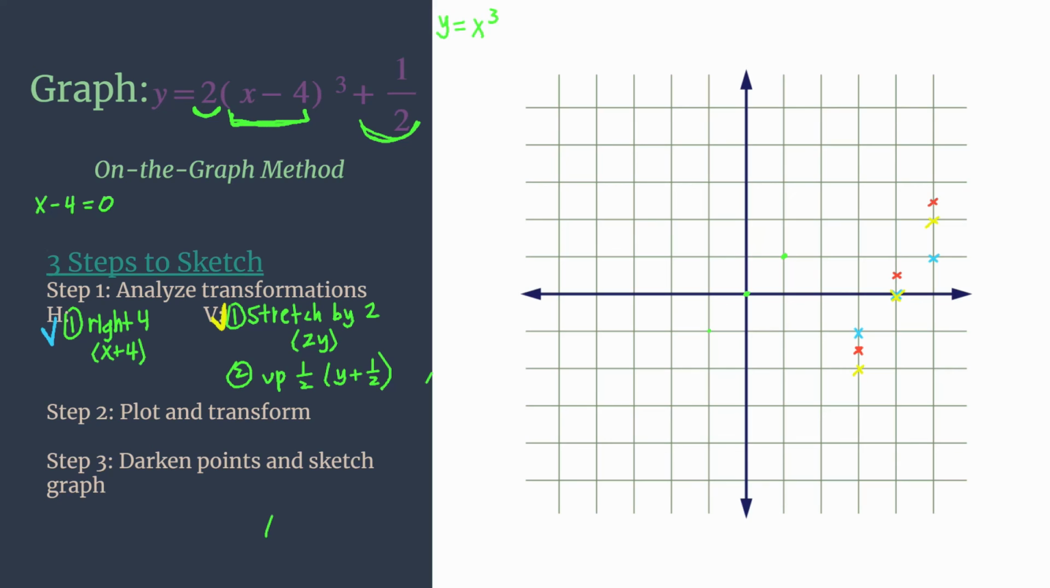And now we can move on to step 3. Darken these final points and sketch in our vertical snake graph. So darken those red points and sketch in the vertical snake. So this is graphing a transformation of the cube function using our on the graph method and 3 steps to sketch.